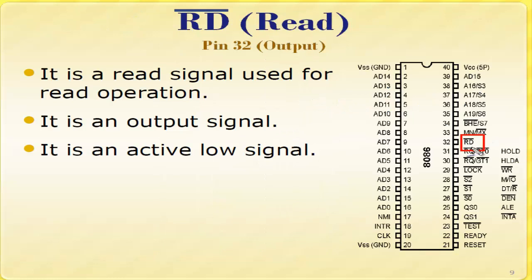Now we have one more here, that is the read, pin number 32. What it does is it's a read signal used for read operation. If you want to read, it is an output signal, and it works on active low. That means when this one is 0, because it's the complement or inverse of that, it becomes active when we have the signal 0. That's why we say it's an active 0. So it's simply used for reading.